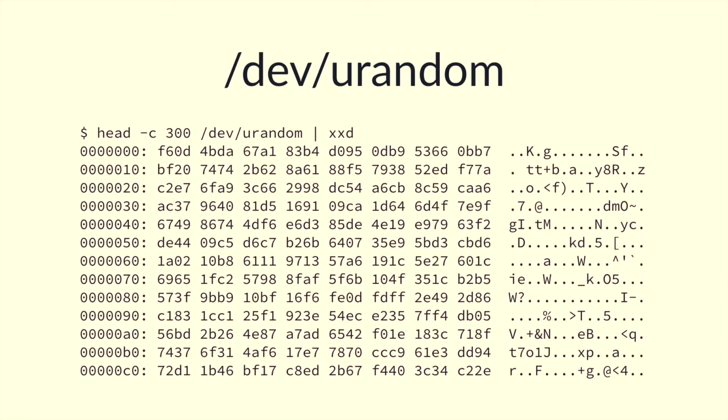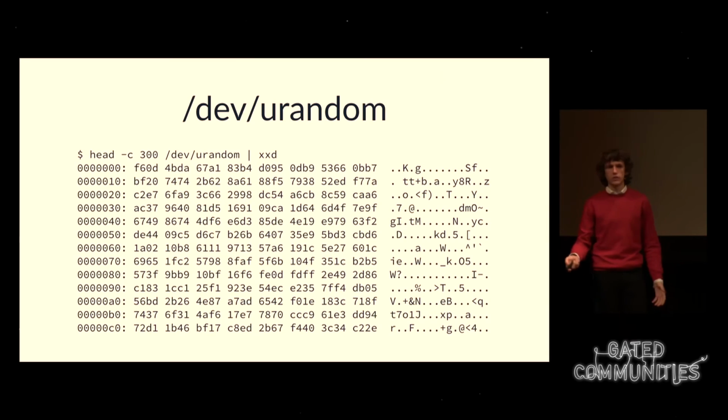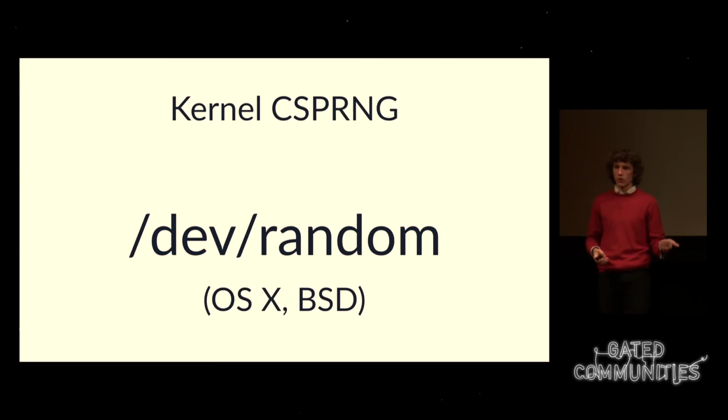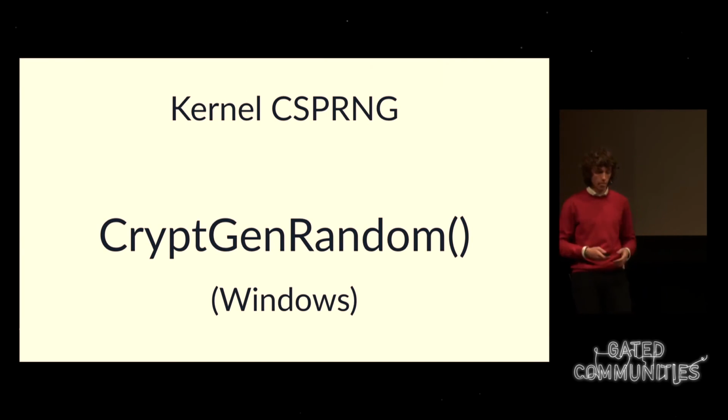And this entropy pool is steered with all the events that the kernel saw happen from its privileged position. Other operating systems have something similar. OS X and BSD have dev-random, which is exactly what dev-urandom is on Linux. And on Windows, you can get something similar with the crypt-gen-random call.